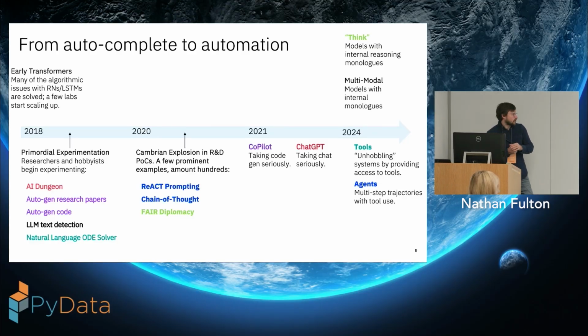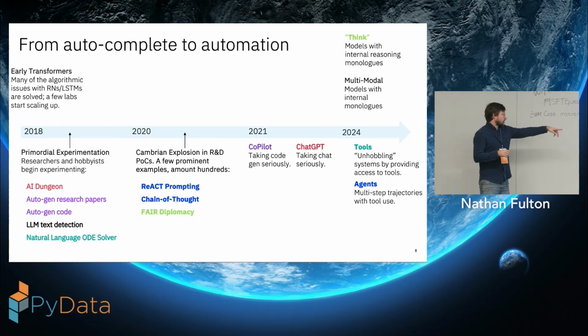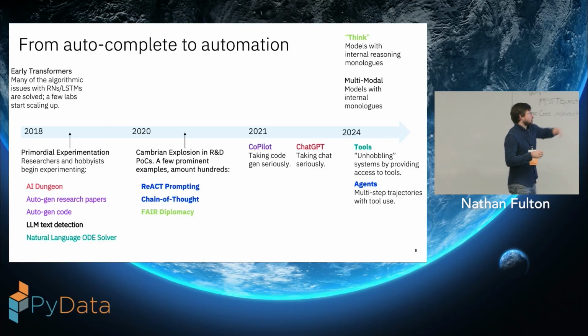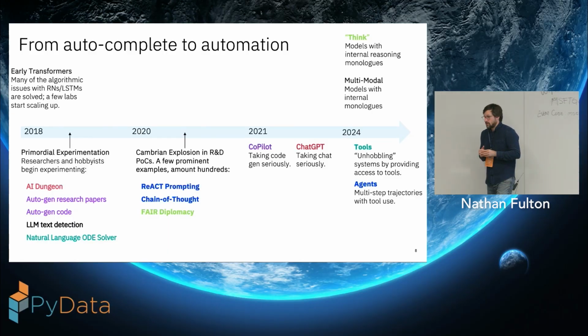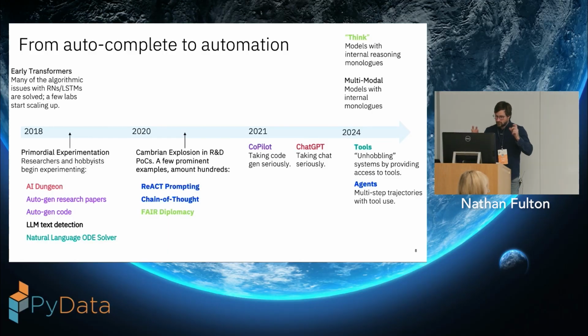And then reasoning models, right? You can go back to the FAIR, Facebook AI Research, Diplomacy-playing bot, which was again one of these really early GPT-style things, and that eventually became what we now think of as reasoning models, or things that generate think tags.